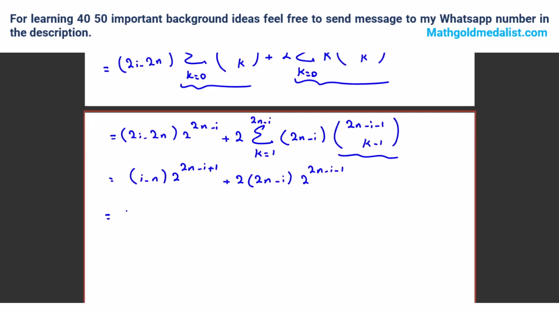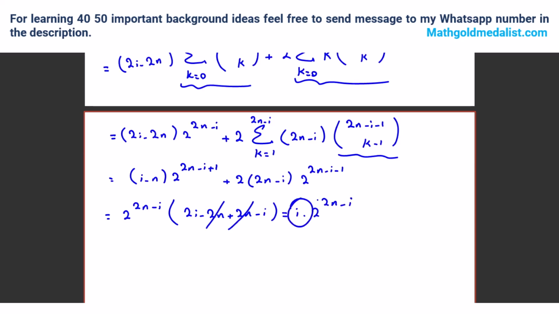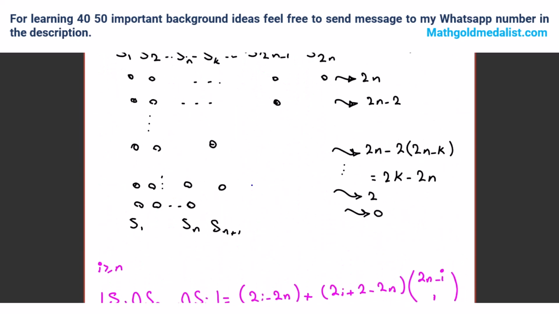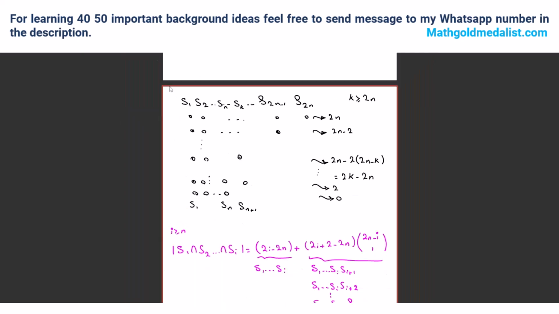Now we can factor from what from both sides? So it would be what? Yes, 2i minus 2n plus 2n minus i, right? So it would be cancelled. It is i times 2 to the n minus i. We wanted this one to be a multiple of i, right? And it is a multiple of i, right? But we considered these for i at least n, right?